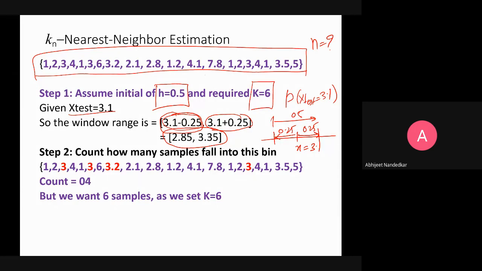Now in this range, you start counting how many samples from this list fall. Okay, so I'm repeating that here. So this 3 here, I think 3.2, and one more 3 is here. Okay, so there are 4 samples, but I want k equal to 6. So this is not sufficient window size for me. So I need to now increase the window size.